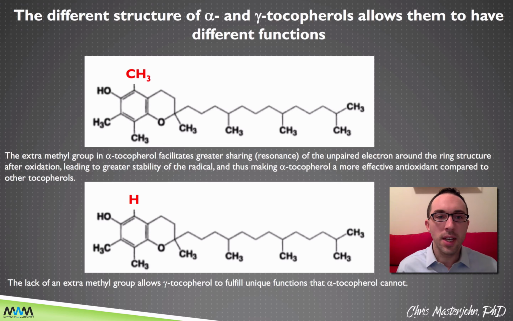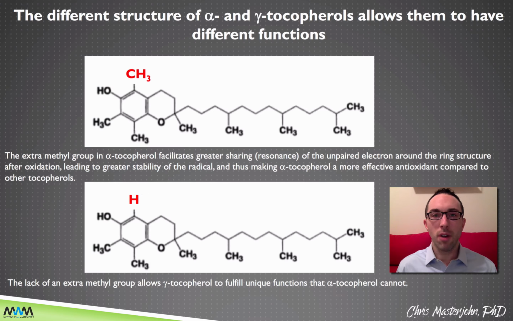What you see on the screen is a comparison of the structures of alpha and gamma. Alpha is on the top and gamma is on the bottom. Alpha-tocopherol has 3 methyl groups, whereas gamma-tocopherol only has 2, and in place of the 3rd methyl group, it just has a hydrogen.